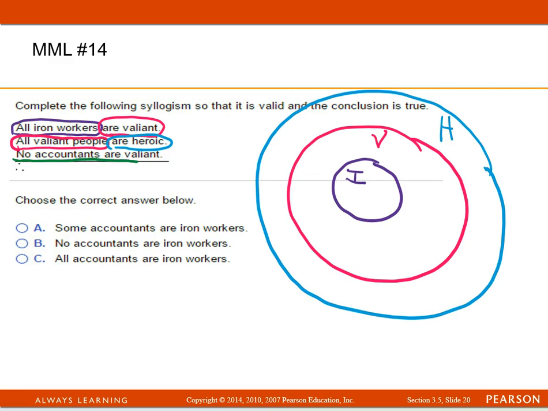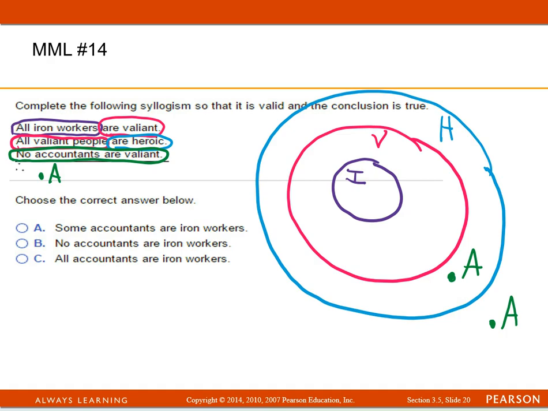No accountants are valiant. So I need a dot for the accountants. Where are the accountants going to be? Well, there are no accountants that are valiant. So they cannot go inside the pink circle, which means they also can't go inside that purple circle. So they could be in between the pink and the blue, or they could be totally outside of the blue. I would need another premise to determine that.